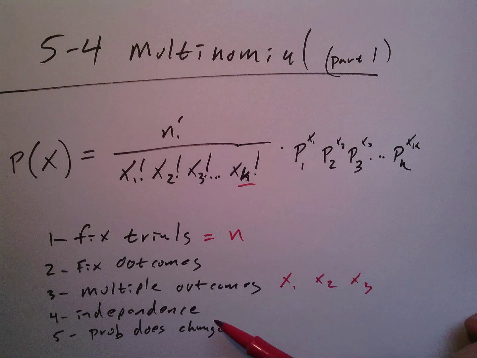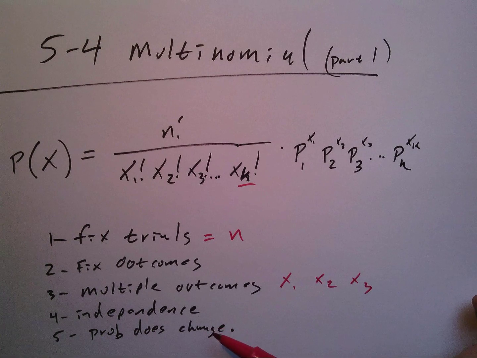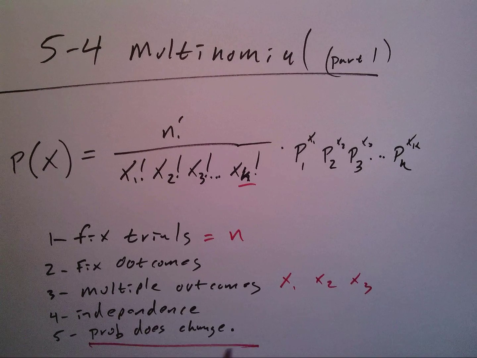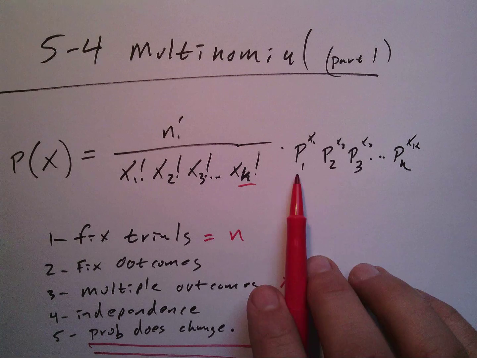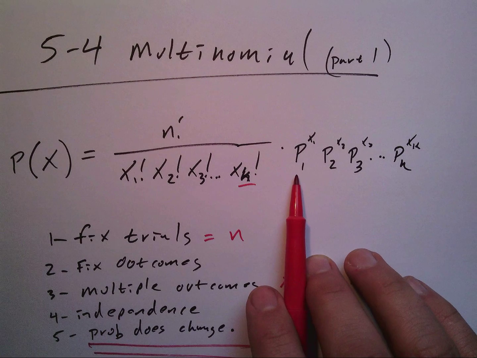Again, we have to have the independence, and you'll notice that we lose this independence on other things we do. Specifically hypergeometric, we didn't quite have that. And lastly, the probabilities have to stay the same. And that's the same deal we had with the binomial, where the probabilities stayed the same. So this probability of the first type is the same no matter what you draw.